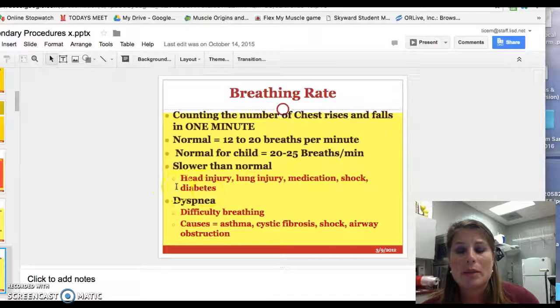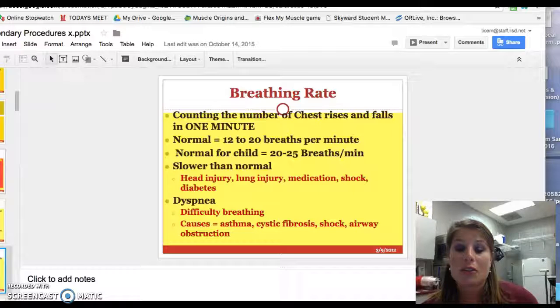And keep in mind, there are a couple of things that play a role in somebody having a change in their breathing. Something that would make them breathe less than that 12 to 20 could be a head injury or a lung injury. They also can go into shock. When we go into shock, that means our body's starting to shut down.